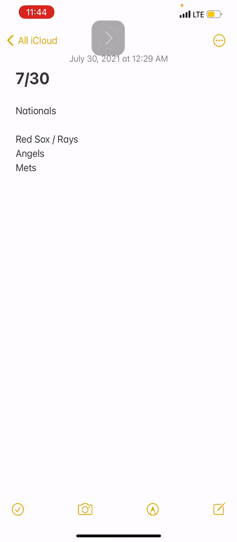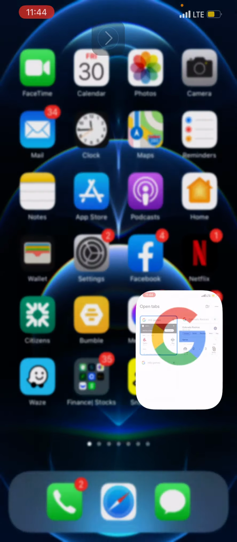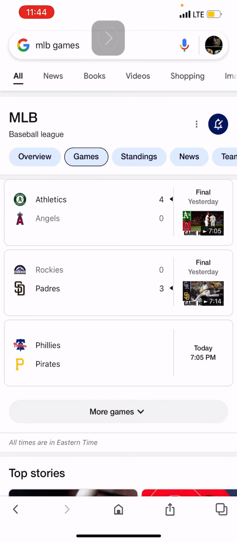Nationals, Red Sox, Angels, and Mets. Again, I was saying about the Mets. Let's see if I can bring it up on the screen here. Boom.